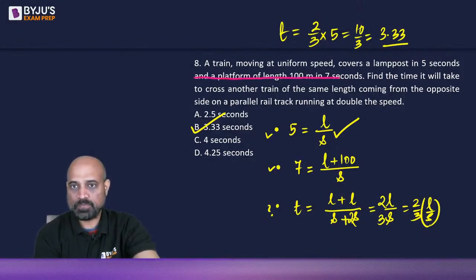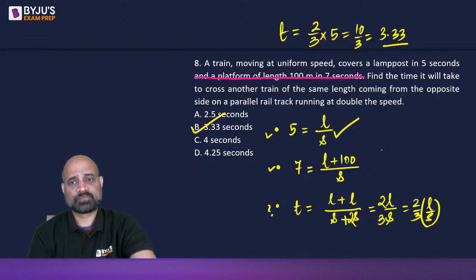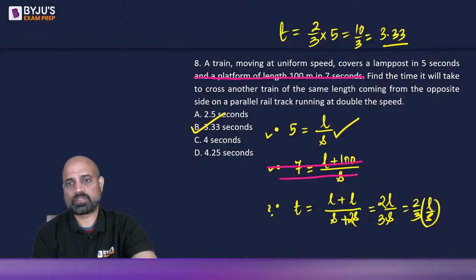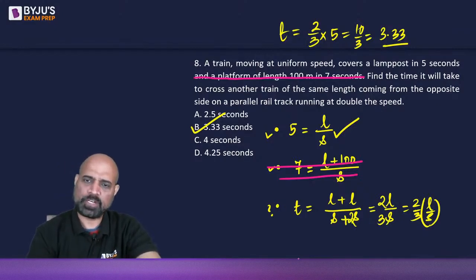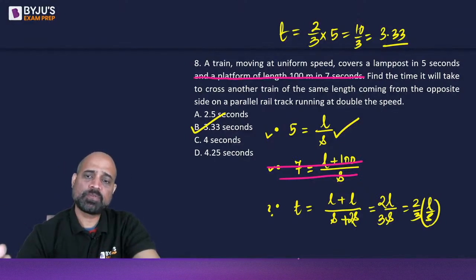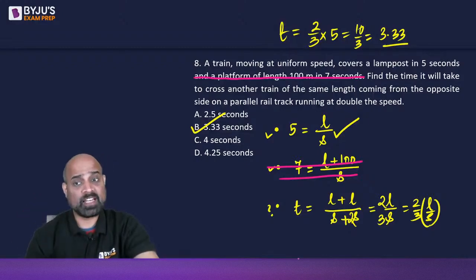This part was not required. There was no need for it. It is redundant, repeated data which has no requirement. Some students will try to solve the values of L and S and then put them in there. What is the need?